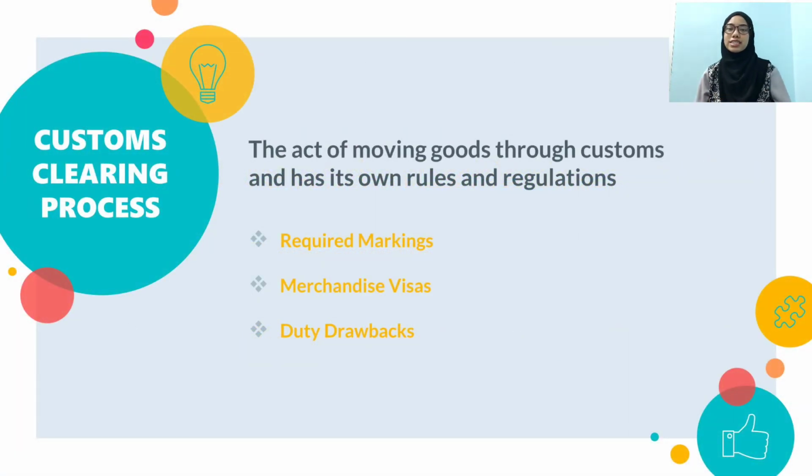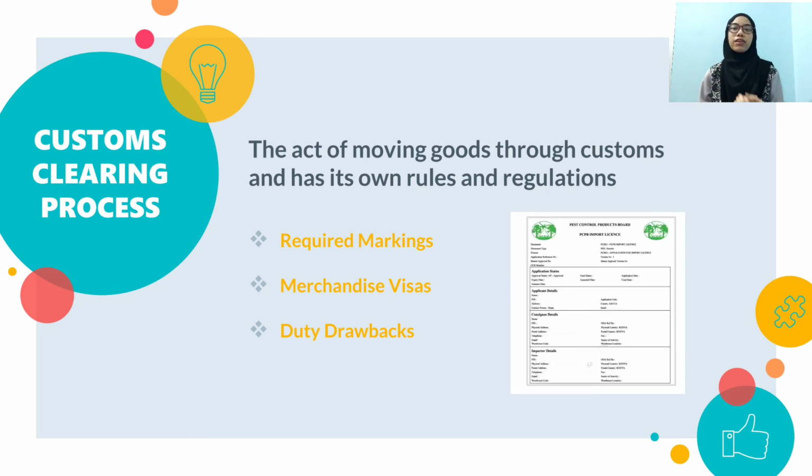So let's move to the custom clearing process. The custom clearing process is the act of moving goods through customs, and it has its own rules and regulations. So there are three processes involved, which are required markings, merchandise visas, and duty drawbacks. So basically, in the general process, the importer must have a license and is to protect and protest the goods that will be entering into the country from duty paid authorities and many more.